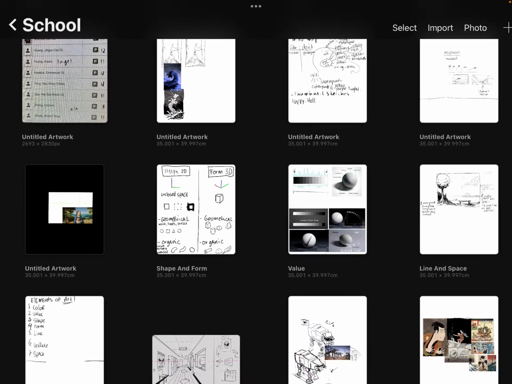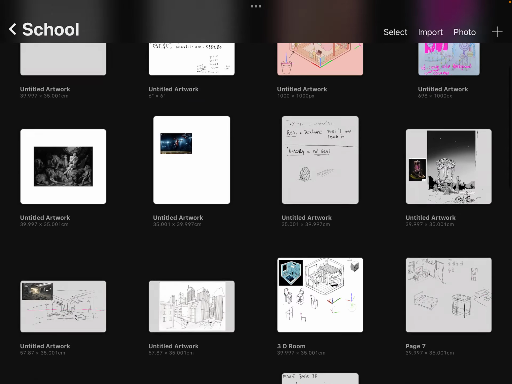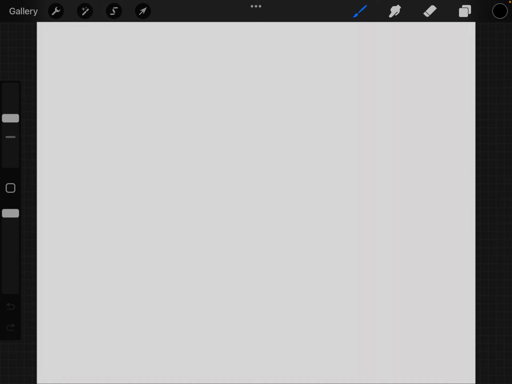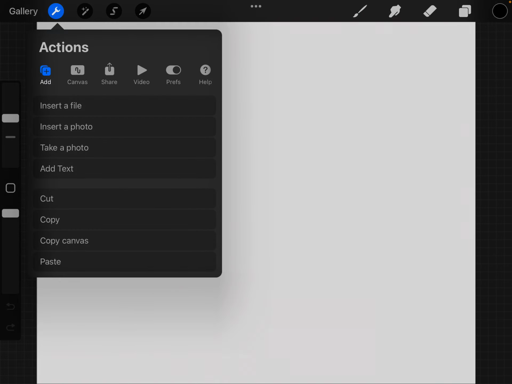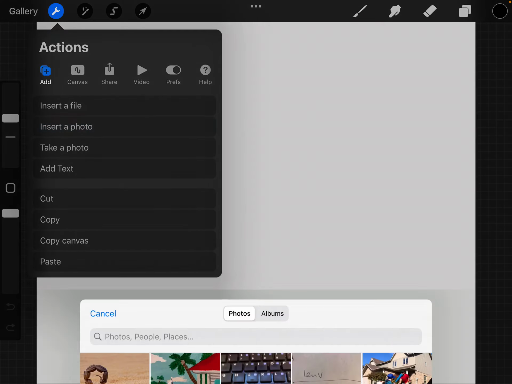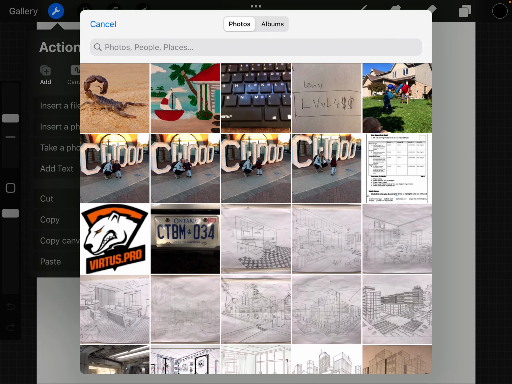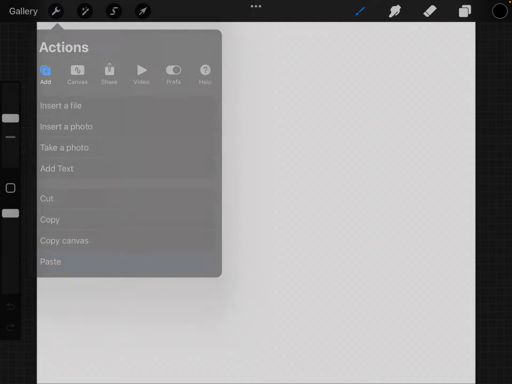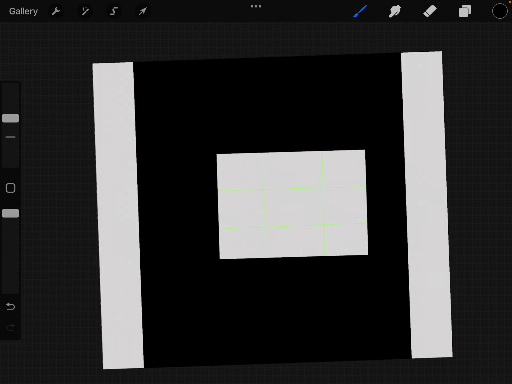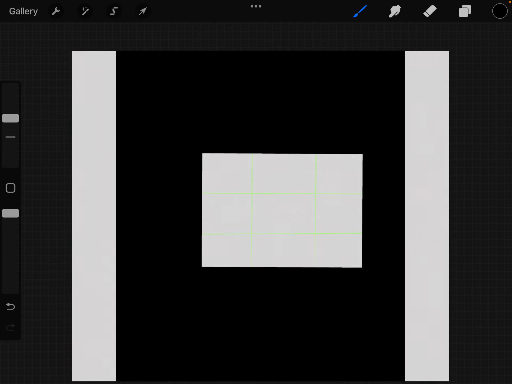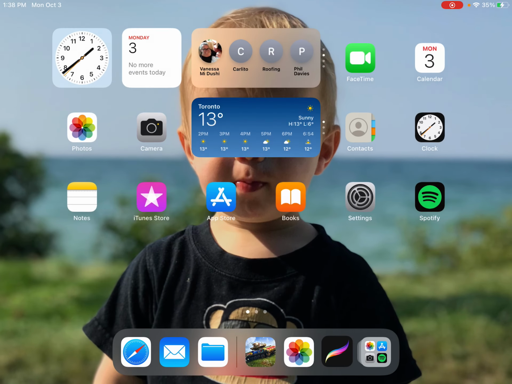Copy, gallery. Super quickly want to show you this because it's so important. Here we go. Add, insert a photo. No, let's do paste. Add, paste. Here. This is my little viewfinder on my camera. I make a lot of black around it.